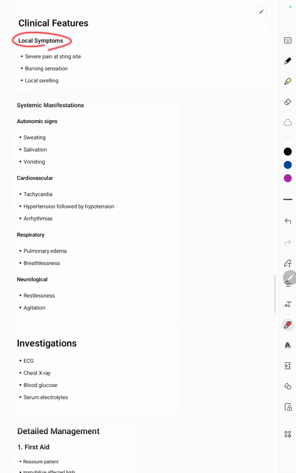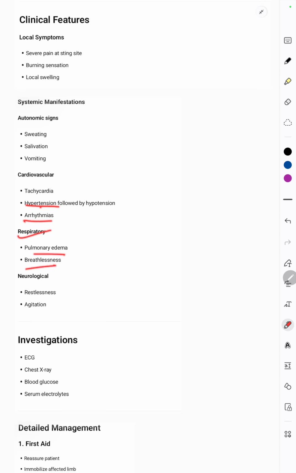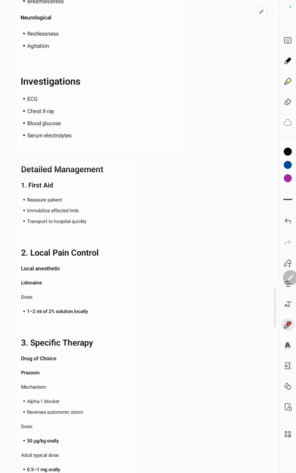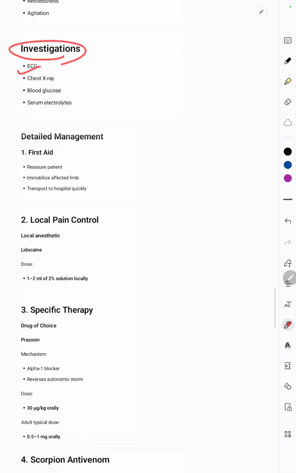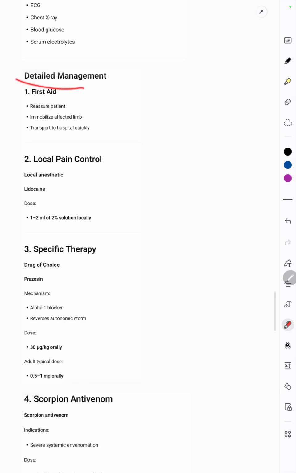In clinical features, the local symptoms are severe pain at the sting site, burning sensation, and local swelling. Systemic manifestations: autonomic signs are sweating, salivation, vomiting. Cardiovascular manifestations are tachypnea, tachycardia, hypertension, arrhythmia. Respiratory symptoms are pulmonary edema, breathlessness, and neurologically, restlessness and agitation are seen. In investigation, we go for ECG, chest X-ray, blood glucose and serum electrolyte levels, as well as CBC.